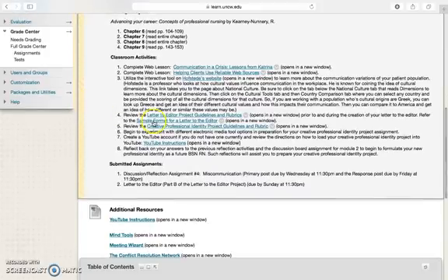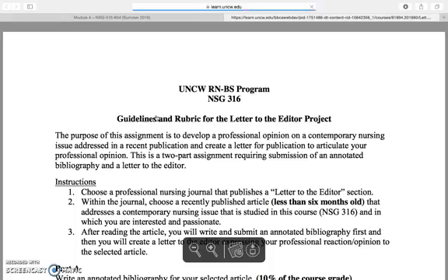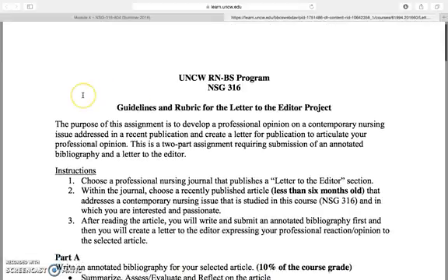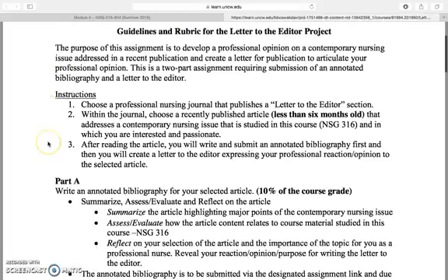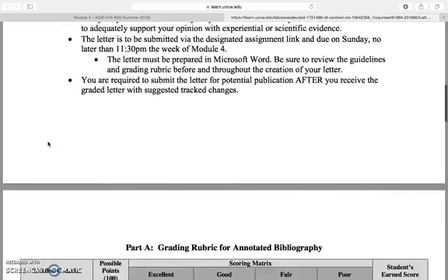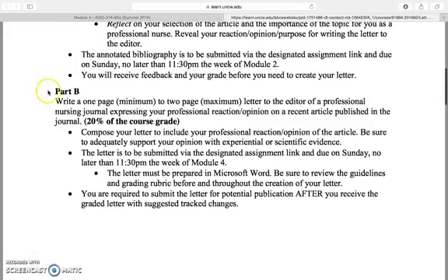We would also like for you to review the Letter to the Editor project guidelines. Your letter to the editor will be due this Sunday at the end of the week. That is Part B of the Letter to the Editor and Annotated Bibliography. So you will start by reading your directions here under Part B.